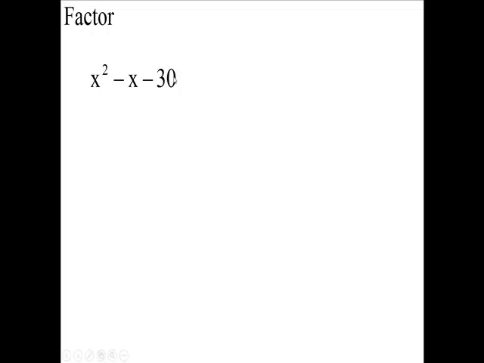One of the factors of x squared minus x minus 30 is... let's see what we do when we factor this. This is a trinomial. We have three terms, and I have no squares here. There are no squares.